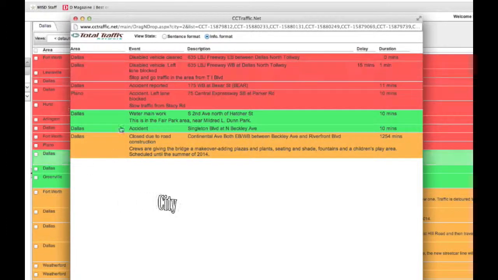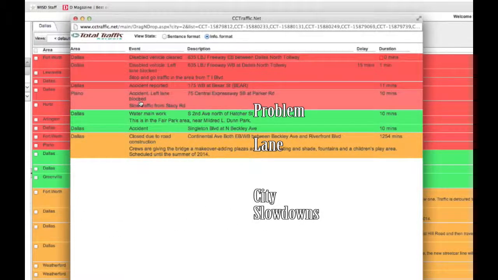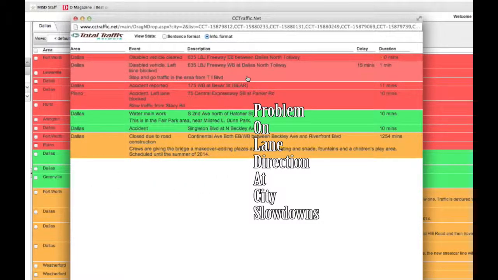Here's your city, always under area. Event describes mainly the problem, so of course you're going to have the problem, and then you'll have what lane it is in, or if it blocks the whole road, and descriptions like that. Over here under description, that's where your essential information is. If you tell them all the rest, but you don't tell them this, they won't ever be able to find out where you're talking about.